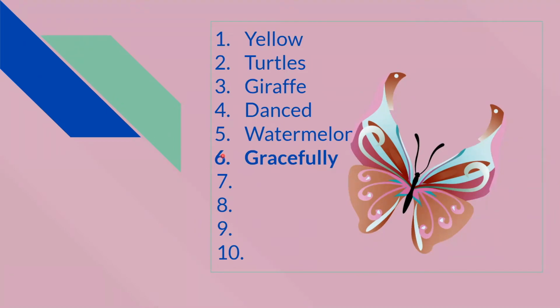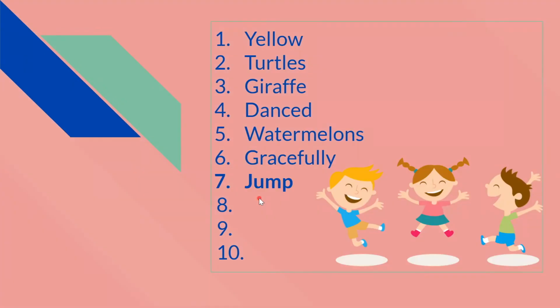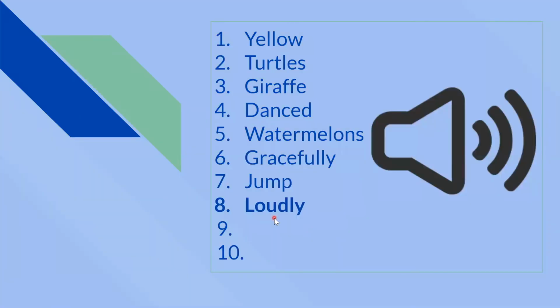For number 7, we need another verb. This time, it is not a past tense verb, just a regular verb in the present tense. For example, I'm going to choose the word jump. Go ahead and think of a verb and write it next to the number 7 on your list. For number 8, we need another adverb. For example, this time I'm going to choose the word loudly. Go ahead and think of another adverb and write it next to the number 8 on your list.